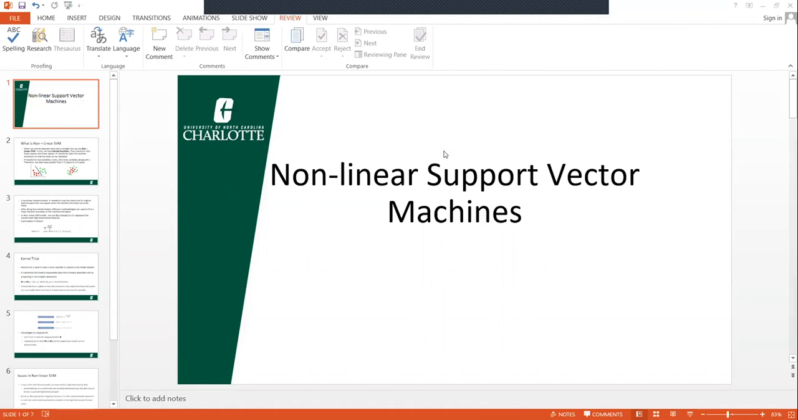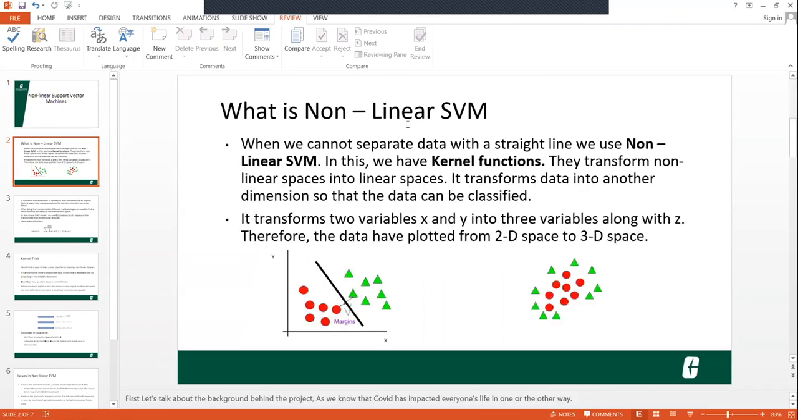I will explain about nonlinear support vector machines. What is nonlinear SVM? When we cannot separate data with a straight line, we use nonlinear SVM. In this, we have kernel functions. They transform nonlinear spaces into linear spaces. It may transform data into another dimension so that the data can be classified.